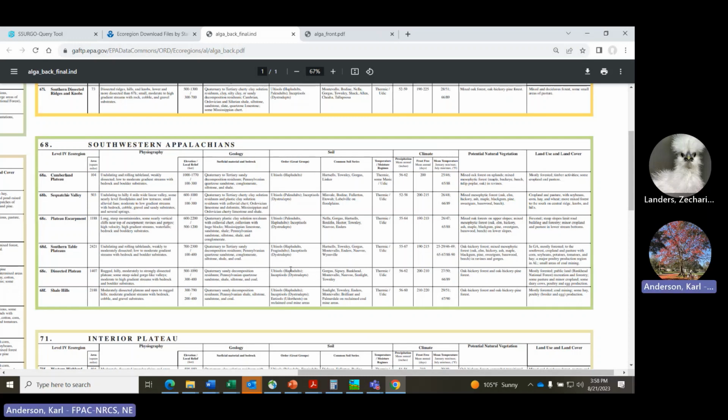as well as the typical soil orders, and then common soil series, temperature, precipitation, frost-free periods, mean temperature, potential natural vegetation, oak hickory in this instance, and oak hickory pine forests. And then land use and cover is mostly forested, public land, recreation and forestry, some pasture and minor croplands, some dairy cows, poultry, and egg production.